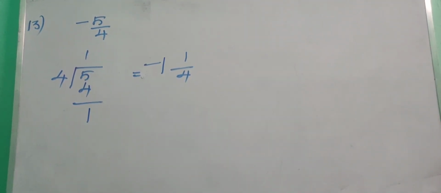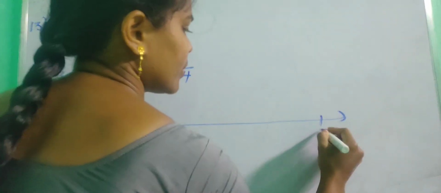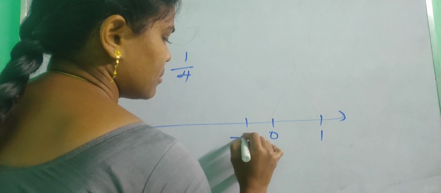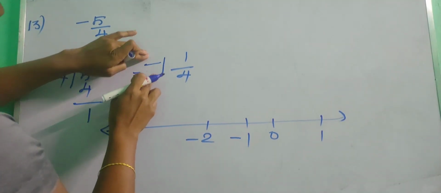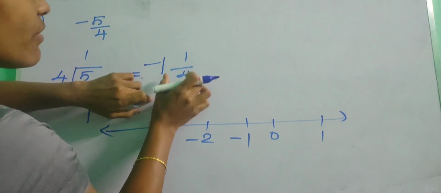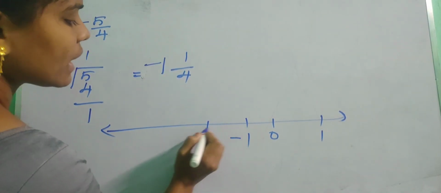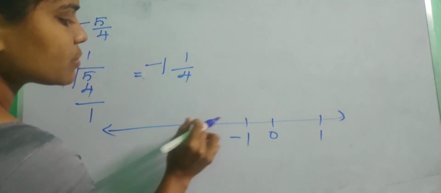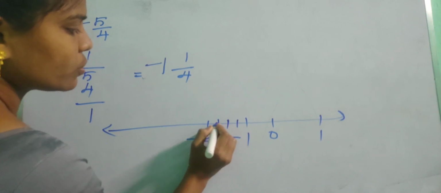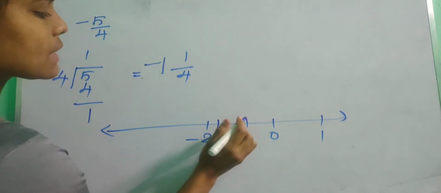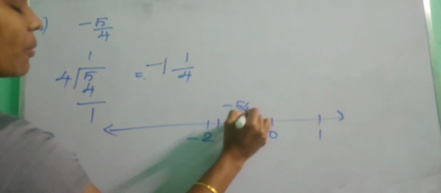So we can draw the number line. In the number line, here we are having 1 and 0, here minus 1, minus 2. See, minus 1, right? So after minus 1, we are having 1 upon 4. So it will be between minus 1 and minus 2. In between this, we will have 4 parts: 1, 2, 3 and 4. The first part is this. So this is minus 5 upon 4.